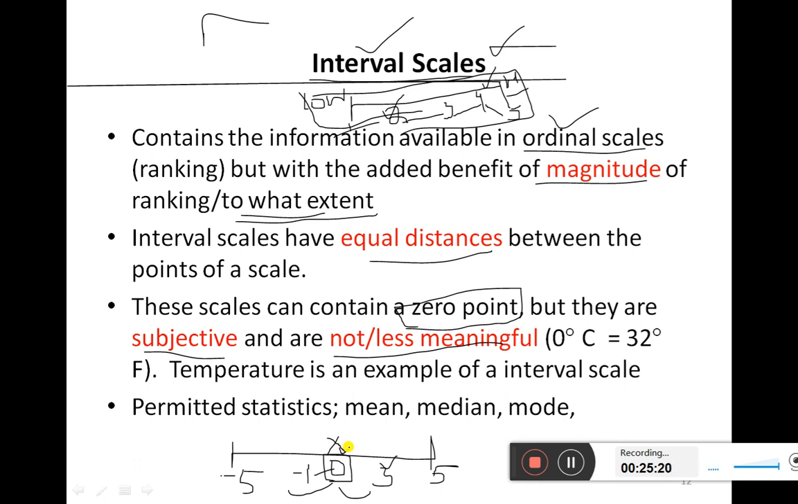0 is basically subjective in nature. 0 doesn't mean really 0. 0 means something is existing. Is it? So temperature is the common example of the interval scale. The statistics used for it will be mean, median and mode. Hope a bit of idea will be clear.